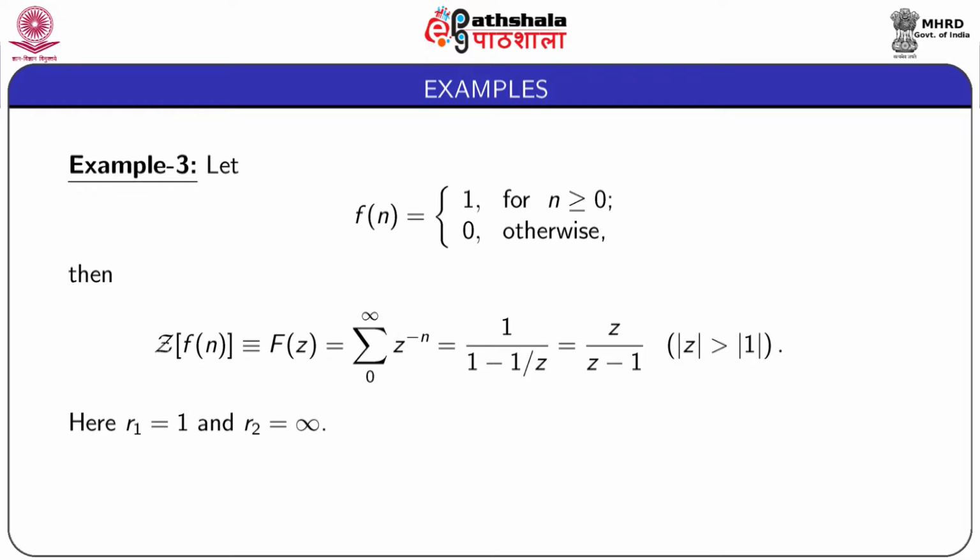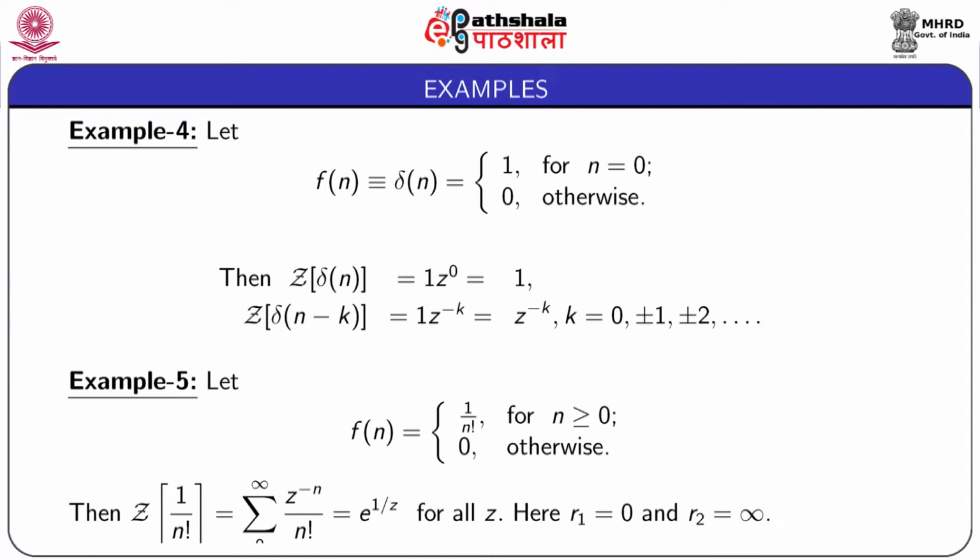Next we come to example 3. Let f(n) equal to 1 for n greater than or equal to 0 and 0 otherwise. So, Z transform of f(n), denoted by capital F(z), is equal to the summation n equal to 0 to infinity of z to the power minus n, and that is equal to 1 by 1 minus 1 by z, and that is equal to z by z minus 1 for mod z greater than 1. Here R1 is 1 and R2 is infinity.